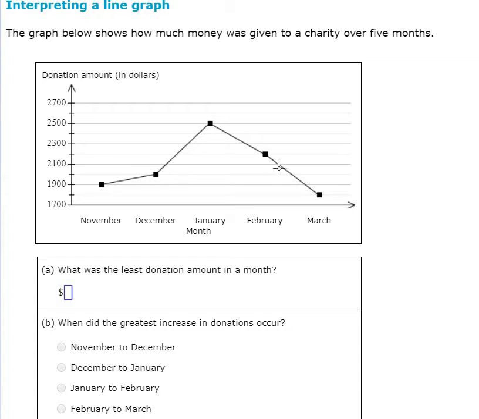Hello, in this video we will be talking about how to interpret a line graph. Here's our question. The graph below shows how much money was given to a charity over 5 months.